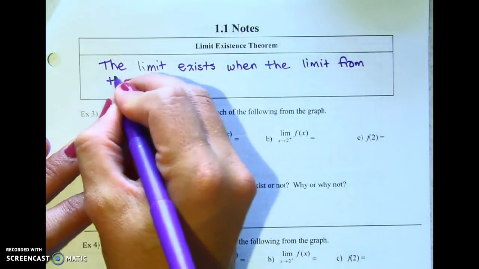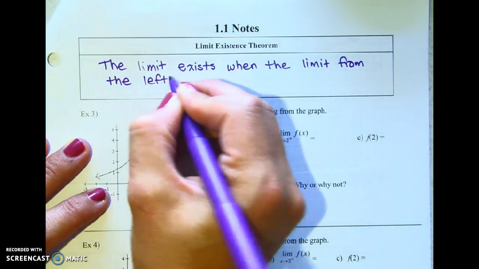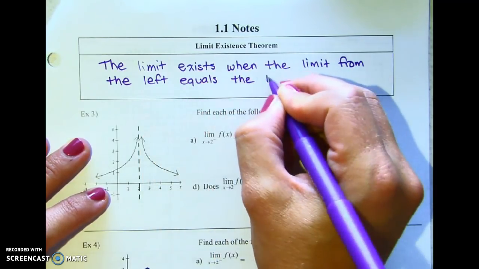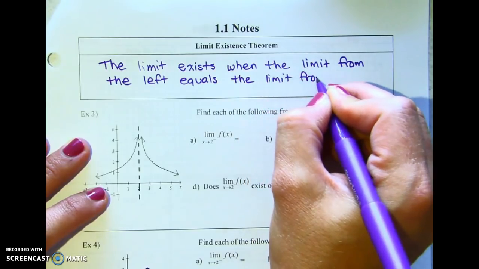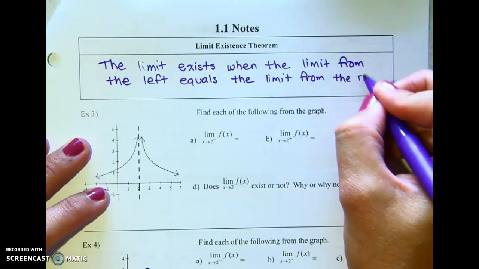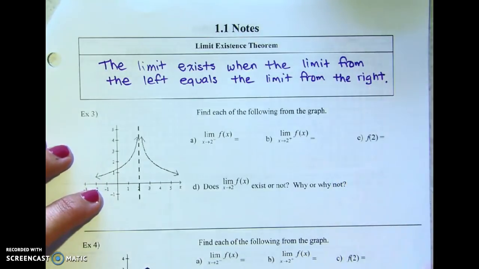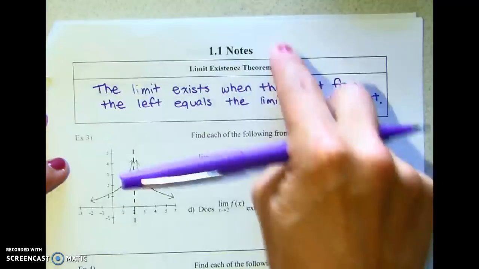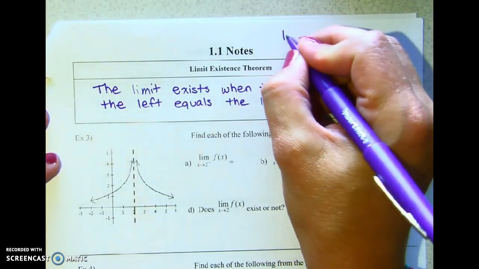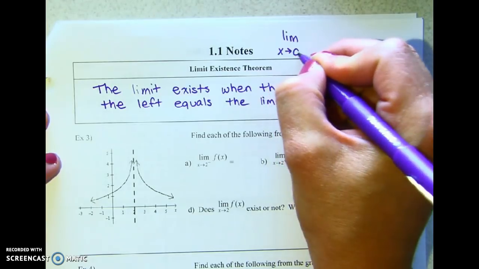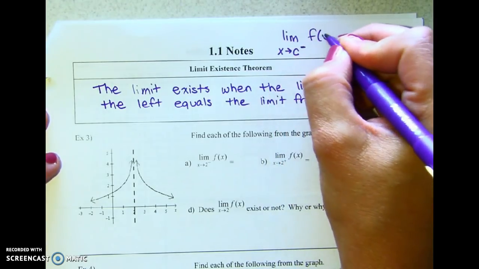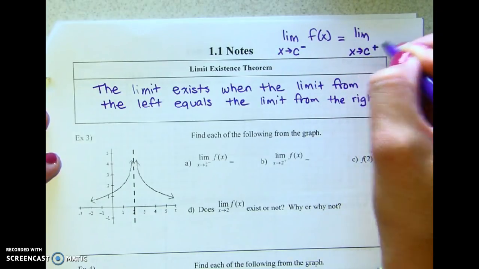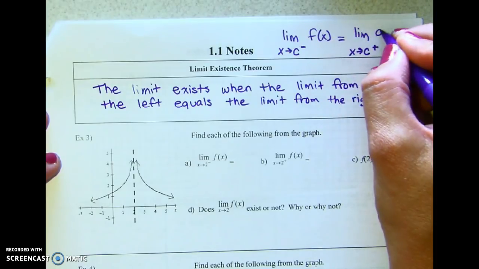The limit exists when the limit from the left equals the limit from the right. And we're supposed to write this in symbols, and did not leave enough room. So let's put it up here. Okay, so important, ready? The limit as x approaches c from the left, that's what that little negative sign there, must equal the limit as x approaches c from the right, and it has to be the same function. So we're not saying f and then g, okay?